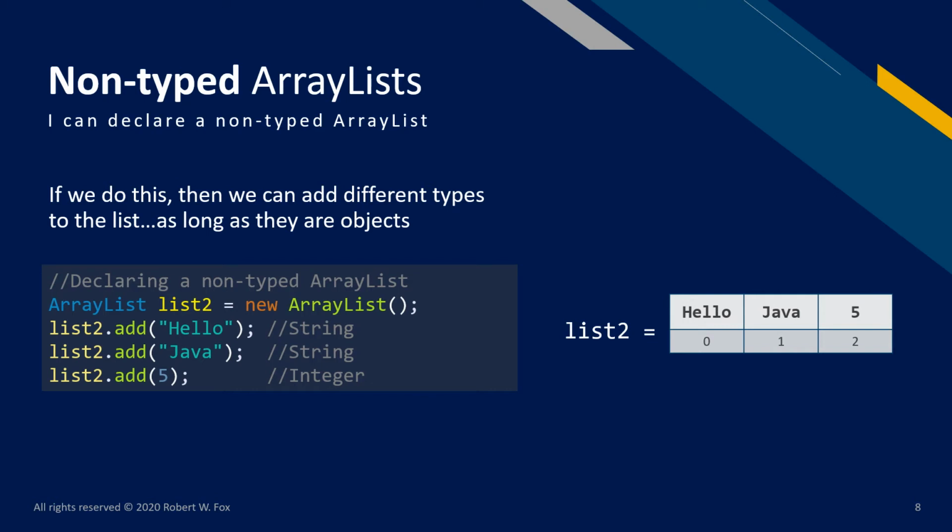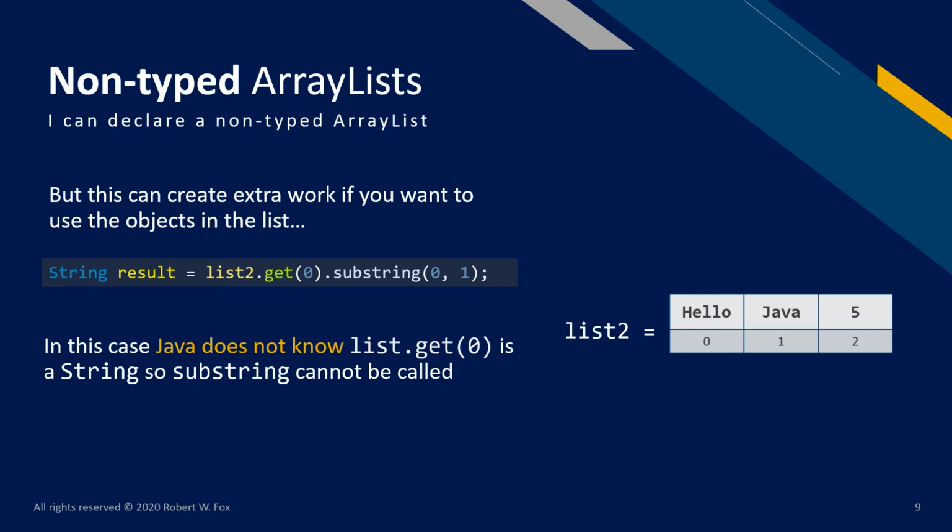So that seems like a big upside, but it turns out there are also some disadvantages to doing that as well. Let's look at an example to see why a non-typed array list might be a disadvantage in some situations. So let's suppose that I wanted to access the first element of list2, which is the word hello. And more specifically, I want to access just the first character of the word hello, the letter H. So what I would do is I would access list2, and I would go ahead and get element 0, which is hello.